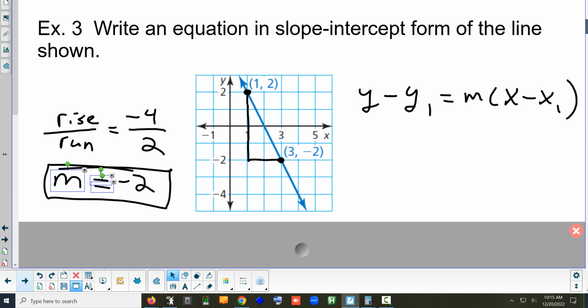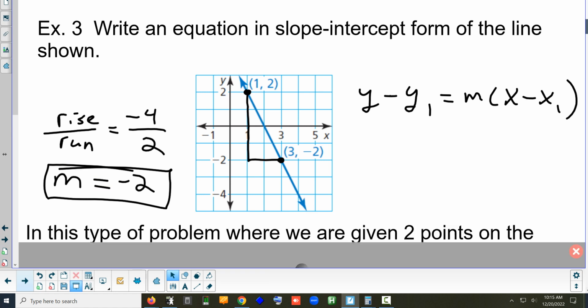How many points did they give you in that picture? Yeah? 2. They gave you 2, which you only need to use one of them. You need a point and you need the slope. You pick whichever point you want. Doesn't matter which one you pick. You'll be right both ways. I would pick the one that you think the numbers are easier.